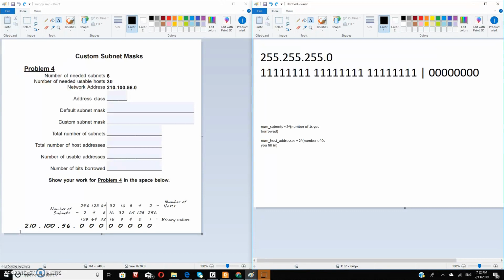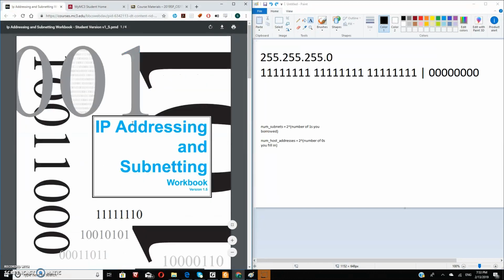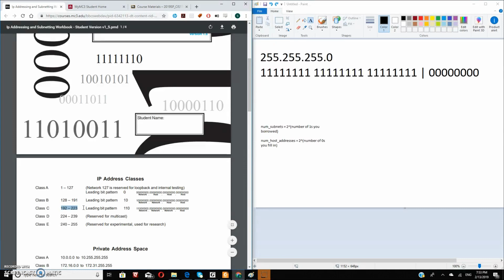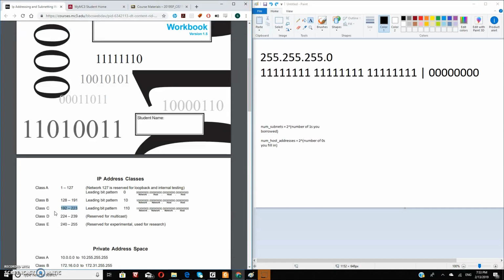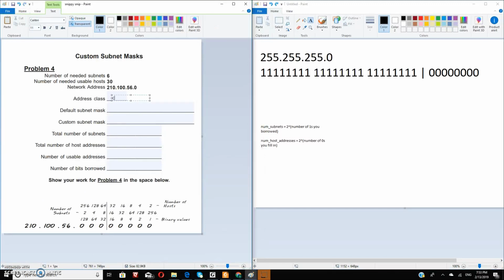You have the address class, which is given away by the first section of the network address, where it says 210 right here. So if you open the first subnetting workbook, under the IP address classes, you see class C has a range of values between 192 and 223. So you know it's class C, in which case the first three sections refer to the network section of the address, and the last section refers to the host section of the address. So that answers the first section.